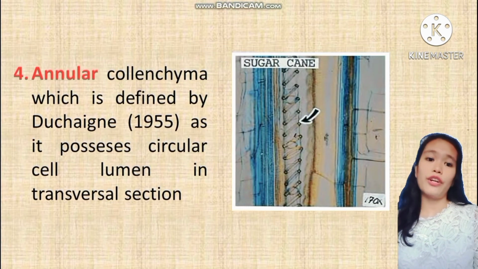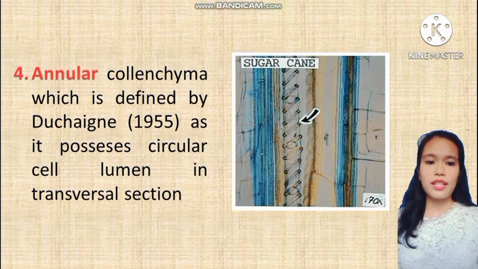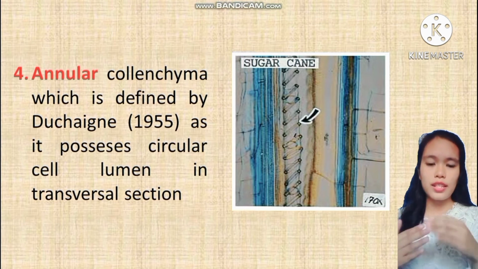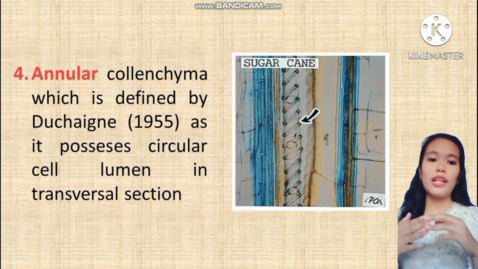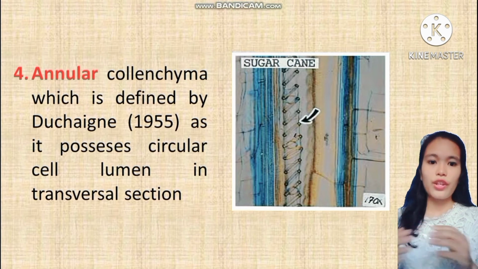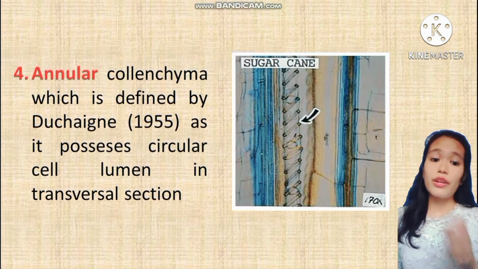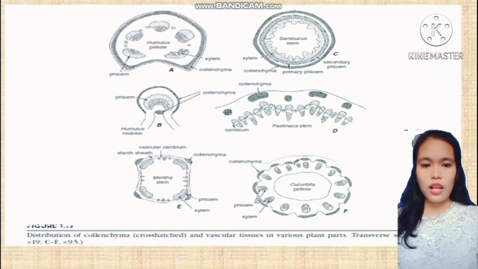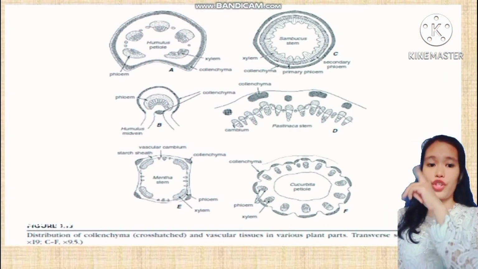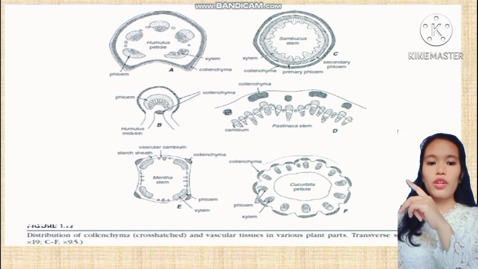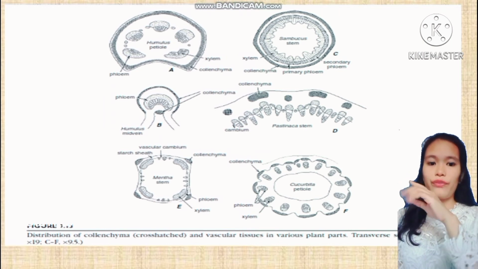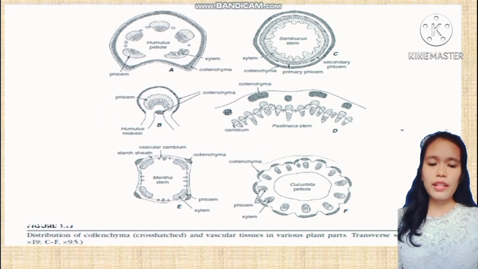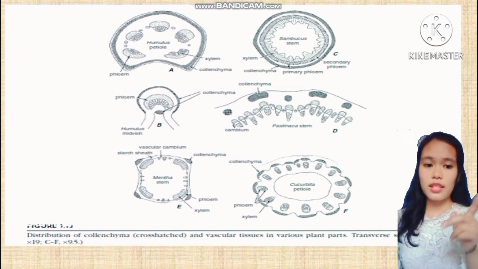Fourth, annular collenchyma, which is defined by Duchaigne, as it possesses circular cell lumen in transversal section. From the figure, the arrow shows a circular cell lumen. And next, this figure shows the location where the collenchyma exists in various planes. The collenchyma can be found around the cell as well as on the edges of the cell.